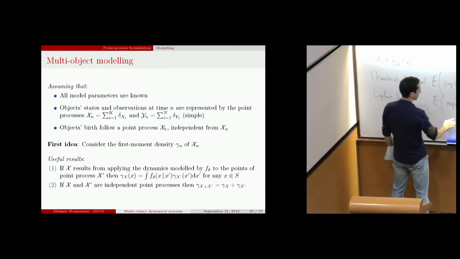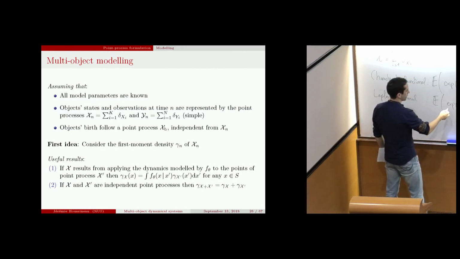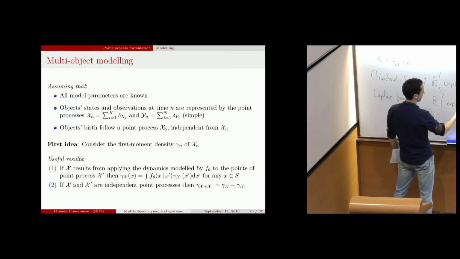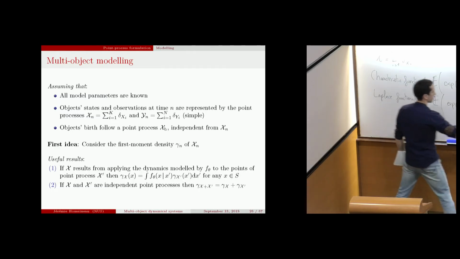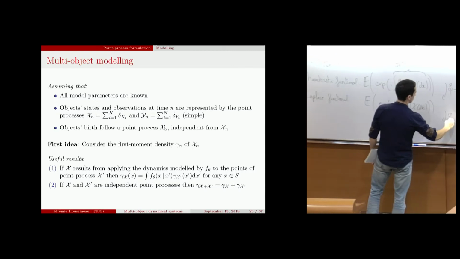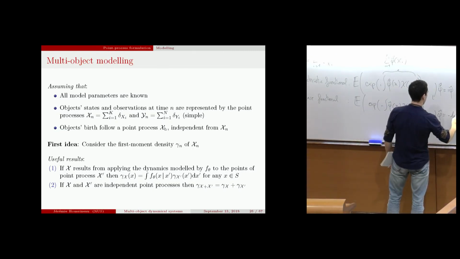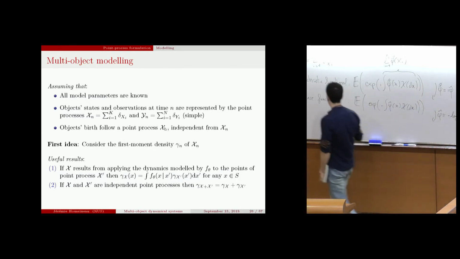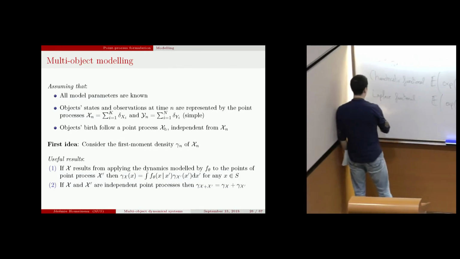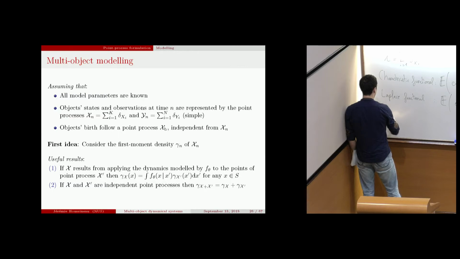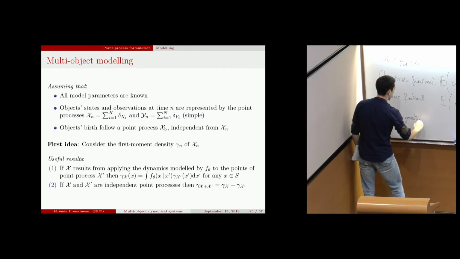And here we see that basically we have the exponential of a sum, and we can simplify this by just assuming our phi hat is minus log phi. And so now we have what I just said, the probability generating functional.